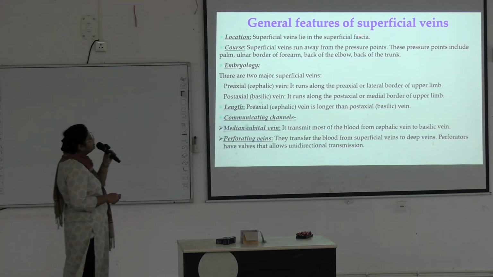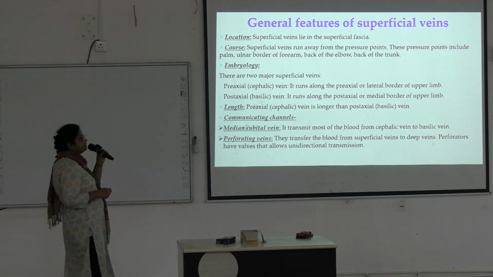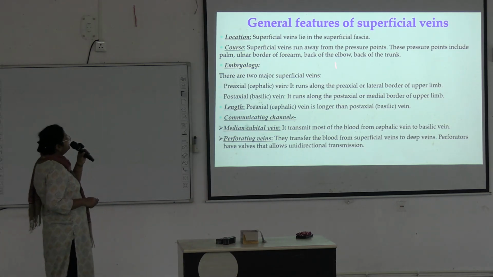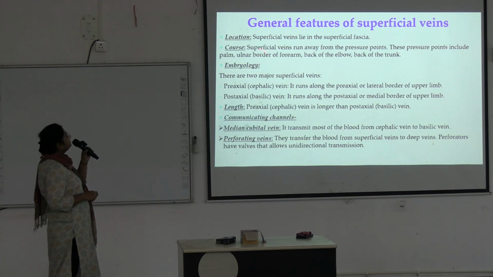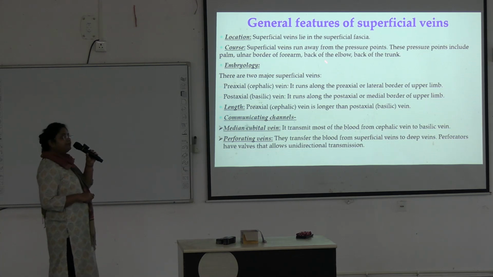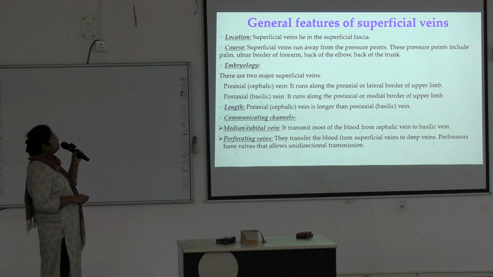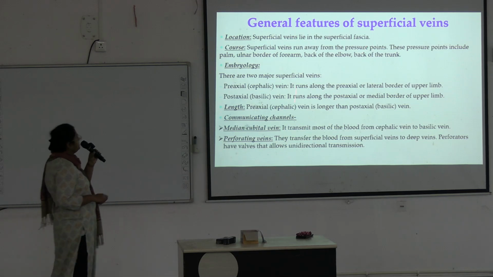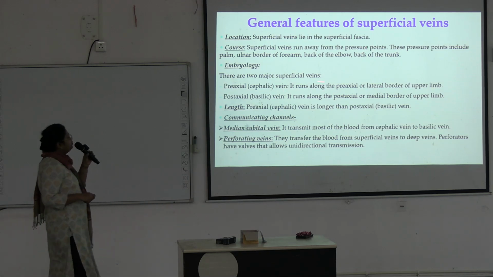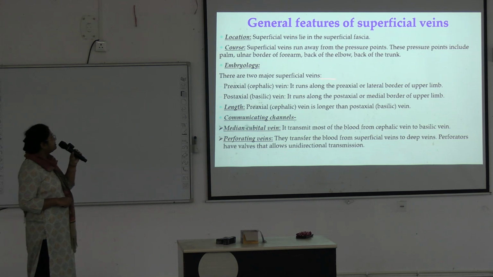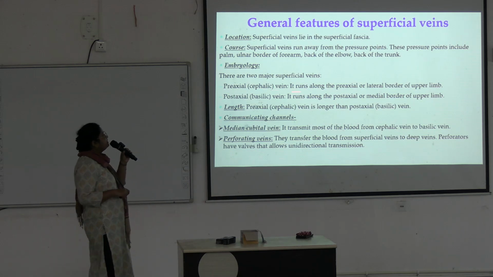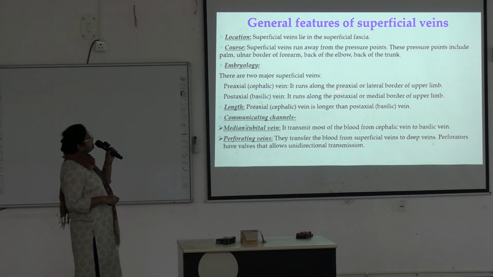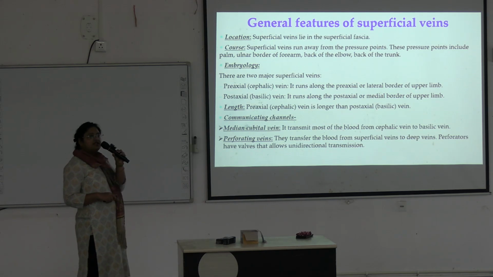Superficial veins lie in the superficial fascia. Superficial veins run away from the pressure points and the pressure points include the palm, ulnar border of the forearm, back of the elbow, back of the trunk. And embryologically, there are two major superficial veins, preaxial and postaxial. Preaxial vein is cephalic vein and it runs along the preaxial or lateral border of the upper limb.